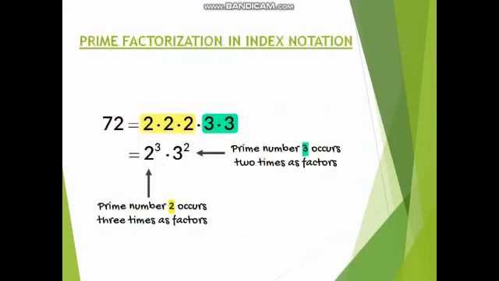Similarly, here the prime factorization of 72 is given, and it is shown how you can write 72 in exponential form. 72 is divided completely by 2 into 2 into 2 into 3 into 3. That means 2 comes in thrice and 3 comes twice. So you can write 2 to the power cube and 3 to the power square. The prime number 3 occurs 2 times as a factor, and prime number 2 occurs 3 times as a factor.